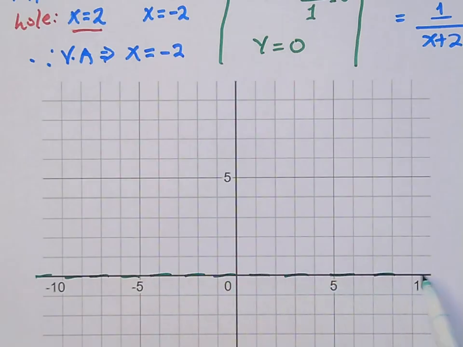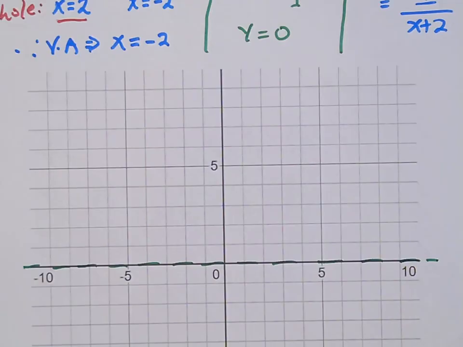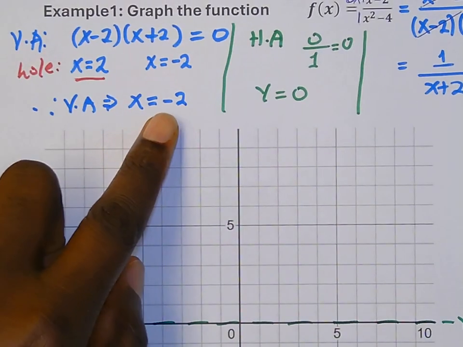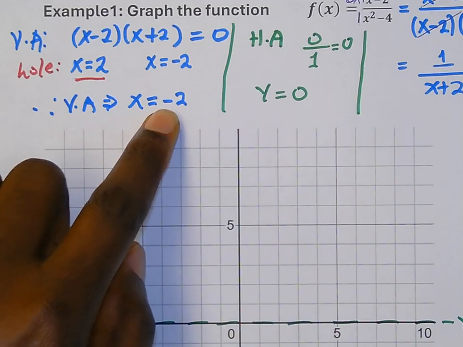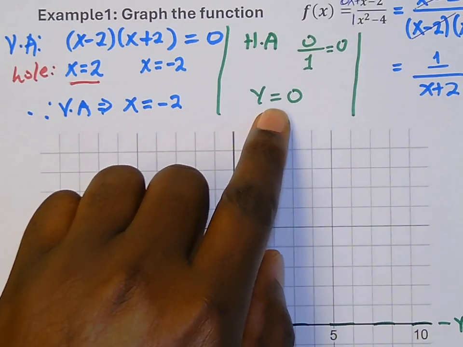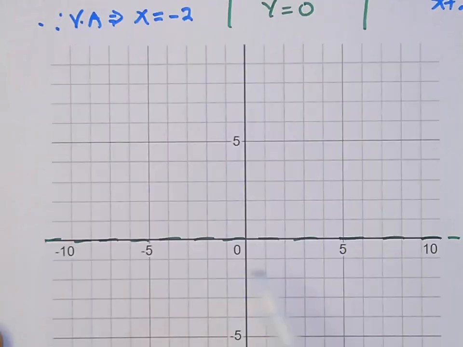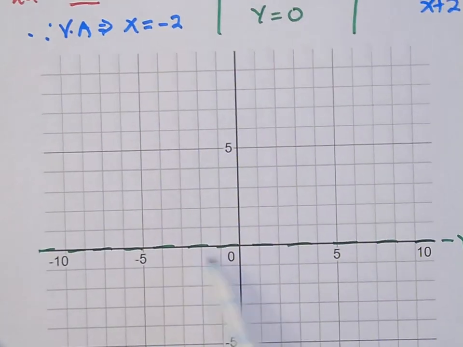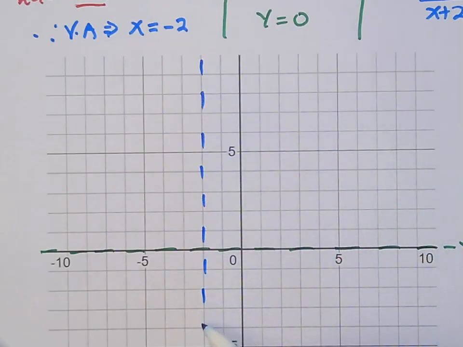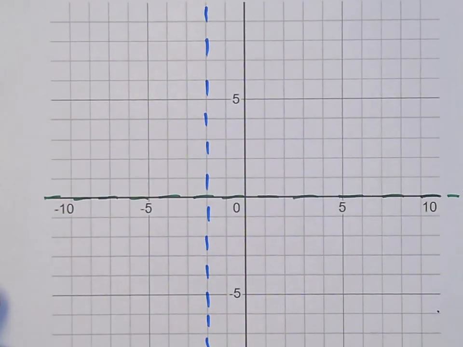So that is my horizontal asymptote of y equals 0, and I have the vertical asymptote of x equals negative 2, right? So x equals negative 2 as my vertical asymptote, y equals 0 as my horizontal asymptote. Negative 2 on the x-axis is going to be here. So I draw the vertical asymptote nicely. Again, we use broken or dashed lines. Okay, so that is what we see here.